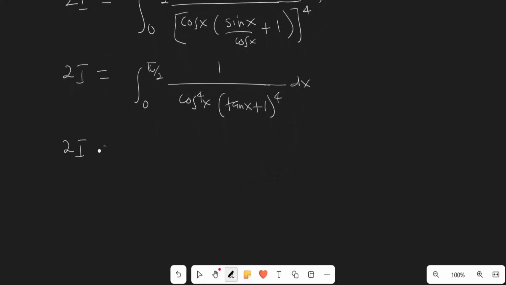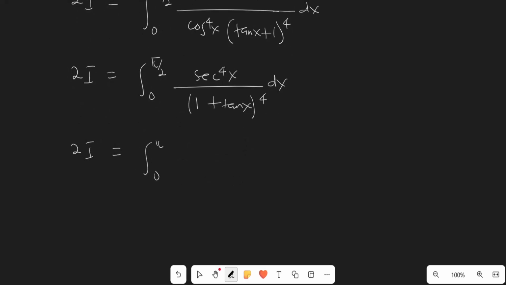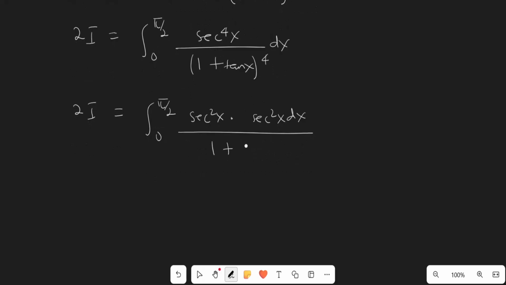So 2I is going to be the integral from 0 to pi over 2, 1 over cosine to the 4th power is secant to the 4th power of x in the numerator, and this is 1 plus tan x all to the 4th power dx. This numerator can be split into secant square x times secant square x dx all over 1 plus tan x all to the 4th power.